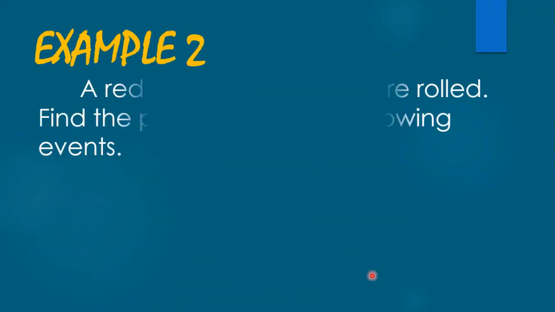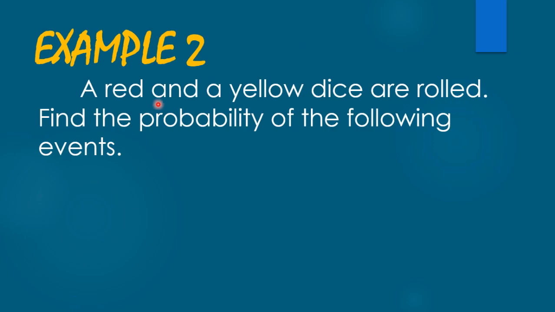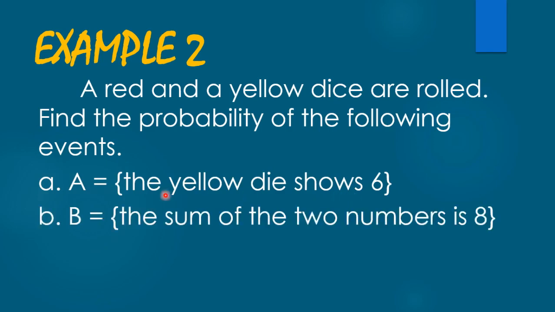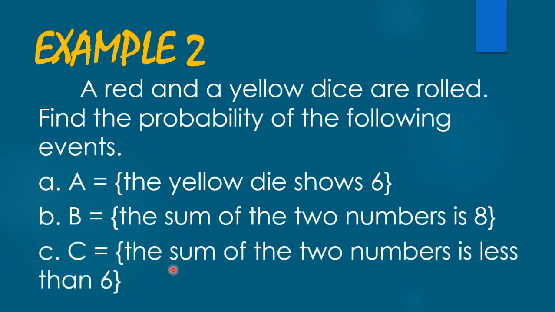Example number 2. A red and a yellow die are rolled. Find the probability of the following events. So first, the event A, the yellow die shows 6. Next, the event B, the sum of the 2 numbers is 8. And lastly, the event C, the sum of the 2 numbers is less than 6.